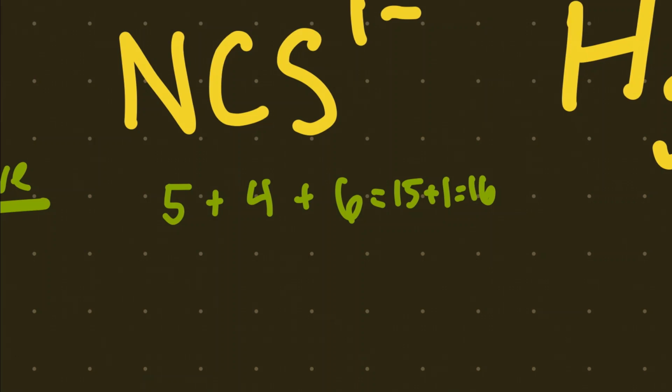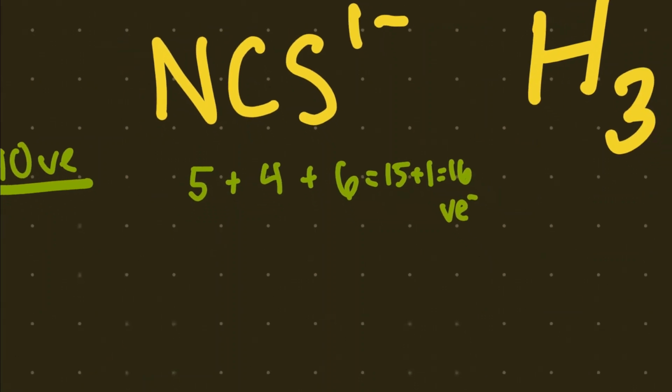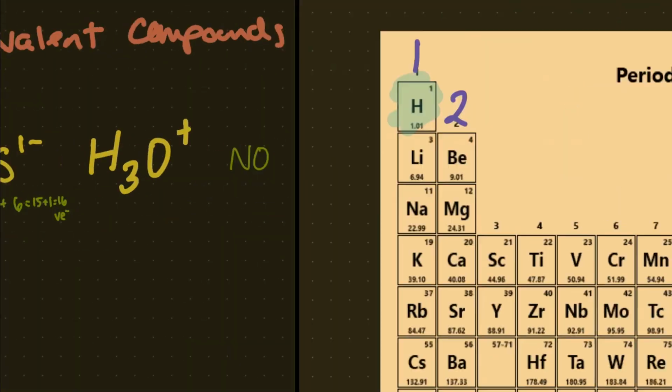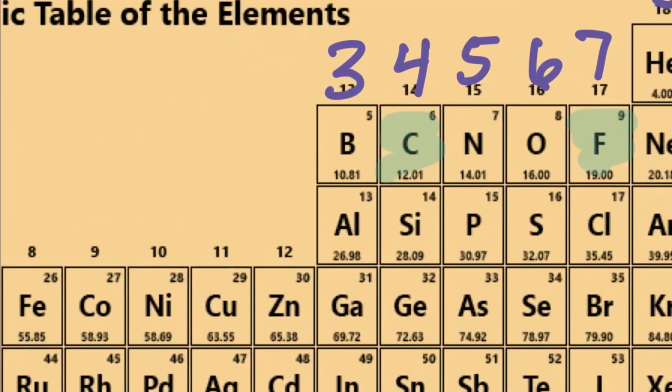But NCS, 16 total valence electrons. Which one is going to go in the middle here? N, C, and S. Okay, N, C, S. Ooh, this is kind of tricky, because my carbon is 2 away, my sulfur is 2 away, but one of them is down. So how do you decide which one is going to go in the middle?